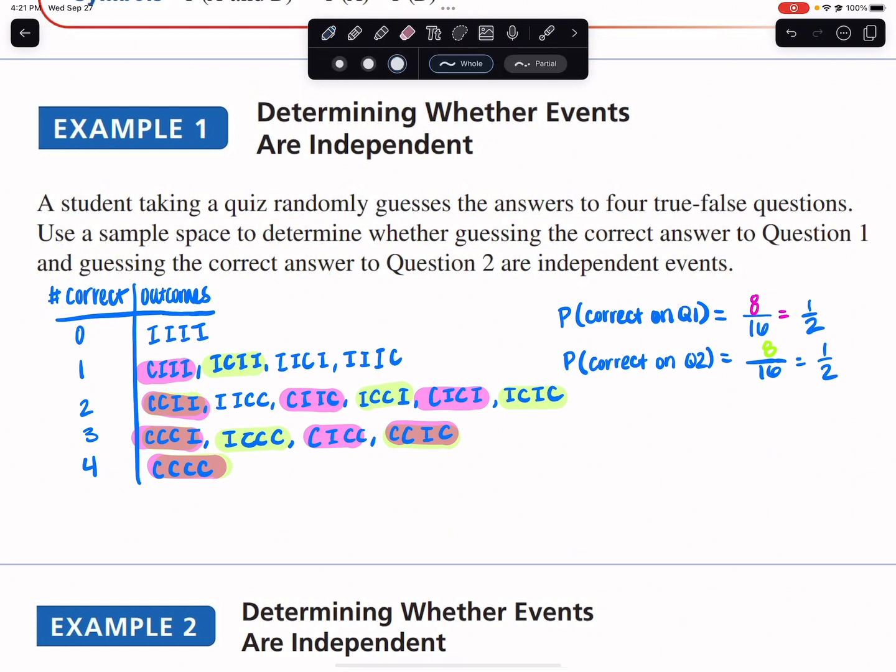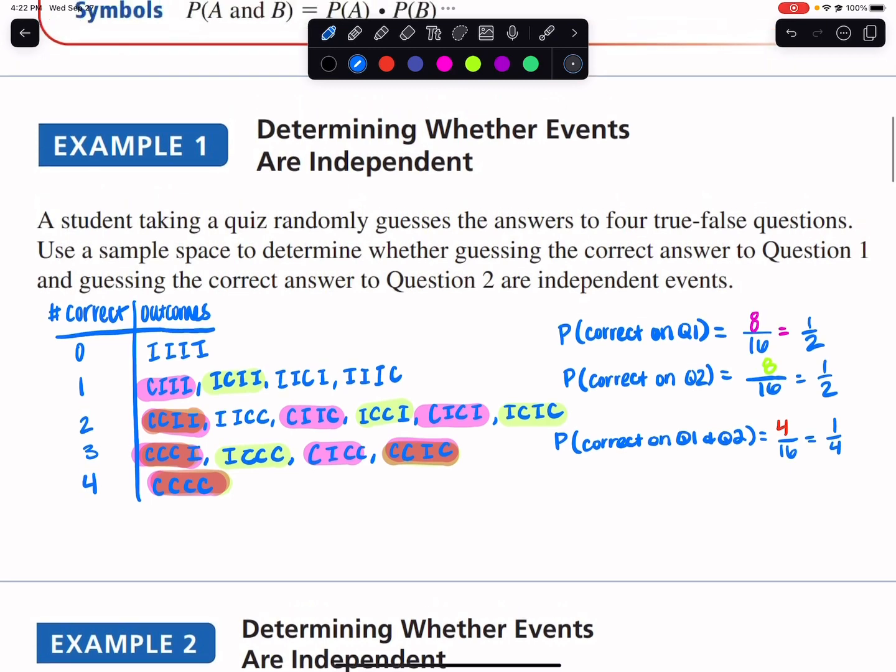Then we want to find the probability that they were correct on both question 1 and question 2. I'll use red. So just the ones where question 1 and question 2 are correct: this one, this one, this one, and this one, the ones where I've highlighted it twice. So that is 1, 2, 3, 4 out of 16, which simplifies down to 1 over 4.